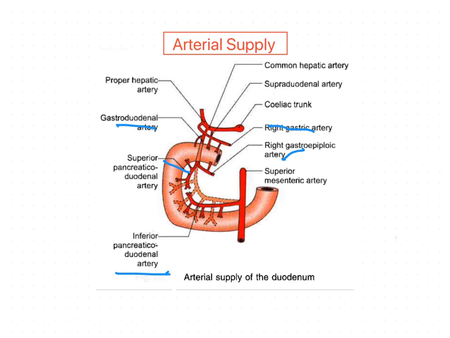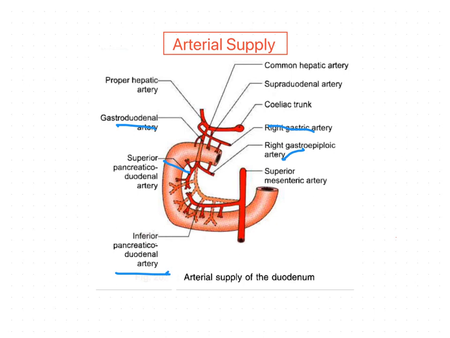So the main arteries you have to mention are the superior and inferior pancreatico-duodenal arteries, which are branches of the superior mesenteric artery, and another one is the branch of the celiac trunk.